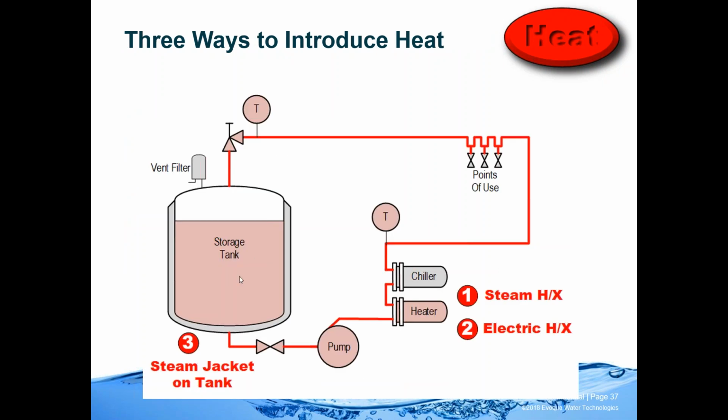The way to get heat into a system, you can have a tank jacket with steam. You can have an external heat exchanger that is steam or electric. All of those are in use. They all can provide very reliable method of heating up the system.